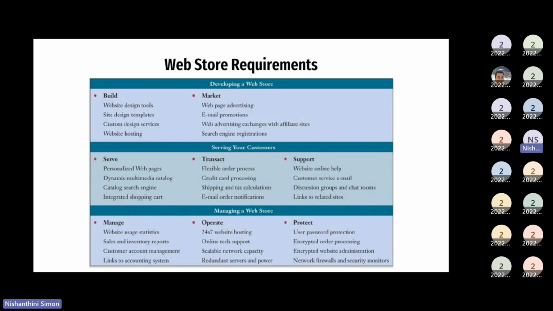If we look at it, there are also three categories of how we can serve them. Yes, by providing them personalized web pages. That's why we use cookies to collect data. Through that we know the history, the things the user is usually looking into. According to the customer's wish, we will be able to show these personalized web pages. We also talked about multimedia catalogs, so we could have dynamic multimedia catalogs, and inside the websites we will have the search engine and the shopping cart. That is also a very good option, right?